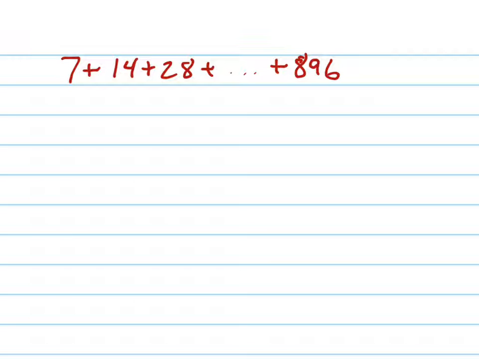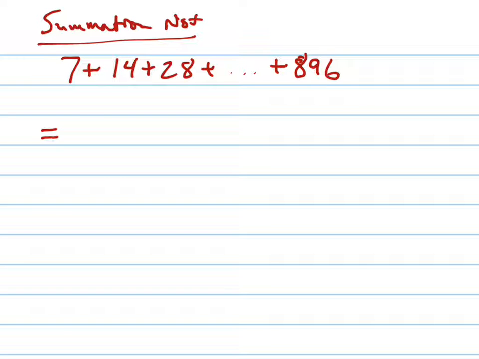The instructions say to use summation notation to express the sum. So I need to use summation notation to rewrite this sum. Summation notation means I write from i equals 1 to some number, which I have to figure out, of some formula, which I have to figure out.